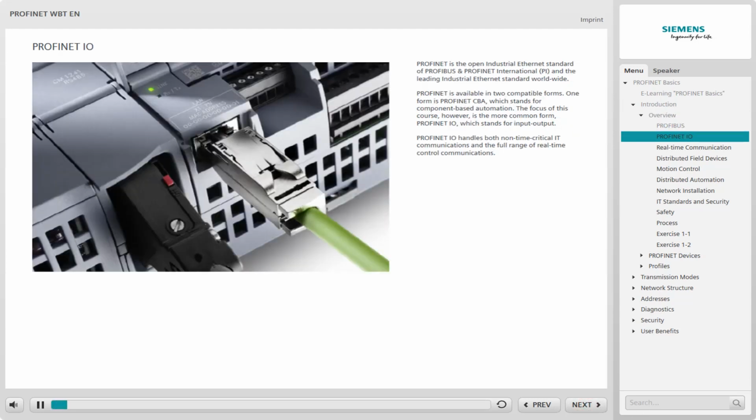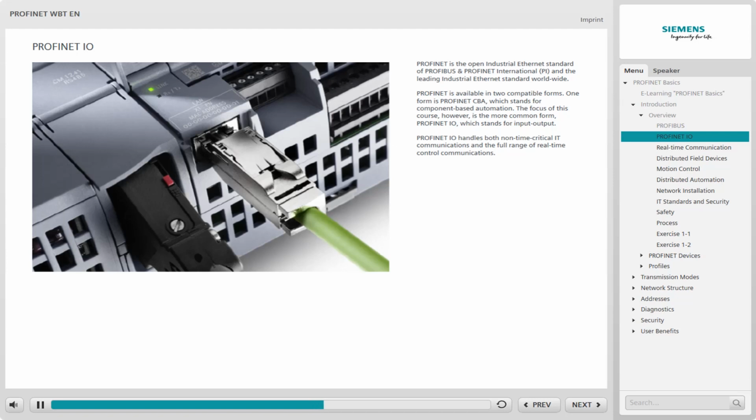PROFINET is the open industrial Ethernet standard of PROFIBUS and PROFINET International, PI, and the leading industrial Ethernet standard worldwide. As such, it uses proven IT standards, making plant-to-office communication straightforward. PROFINET is available in two compatible forms. One form is PROFINET CBA, which stands for Component-Based Automation. The focus of this course, however, is the more common form, PROFINET IO, which stands for Input-Output.